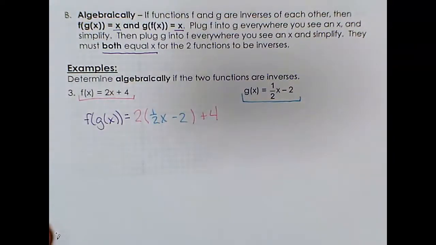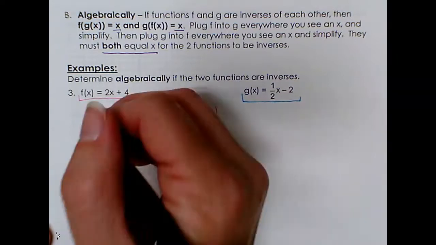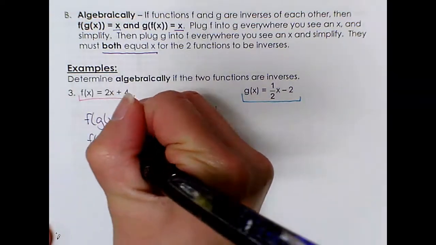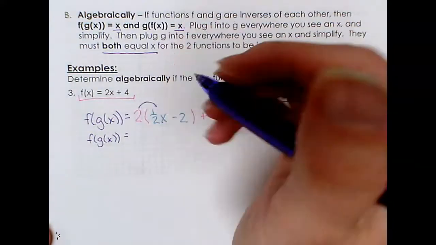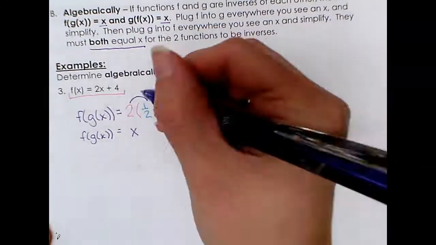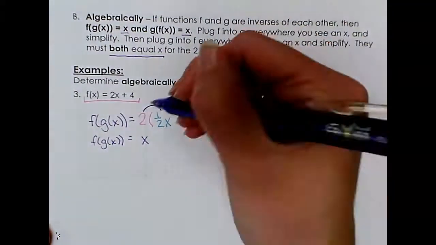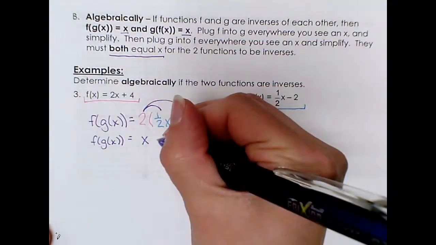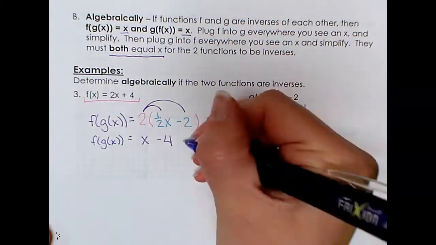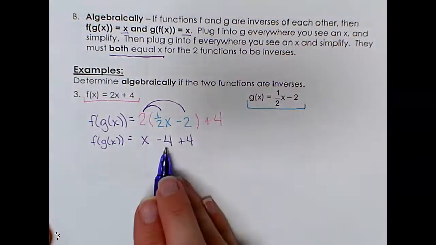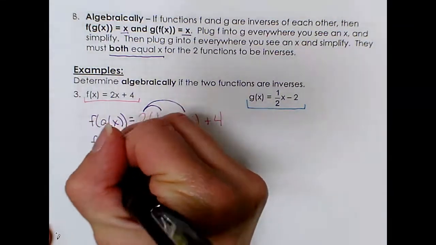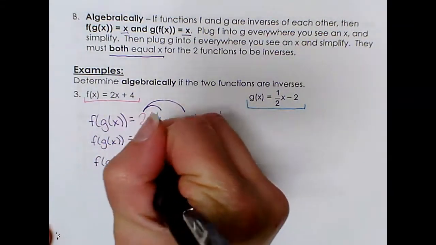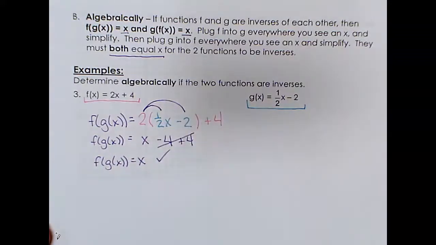When we try to simplify, because we want to make sure that we get x here, f of g of x is equal to 2 times 1/2 x, which is 1x. Oops, sorry. 2 times -2, which is -4, and then plus 4. Well, what happens with -4 and plus 4? They go away, and you have f of g of x equals x. This is looking good, right?